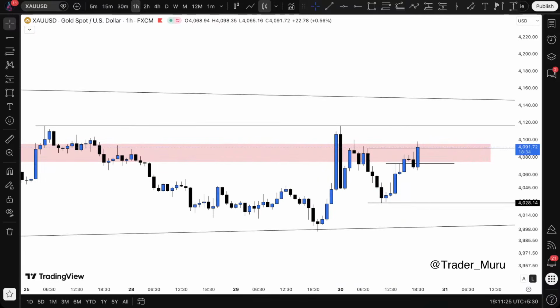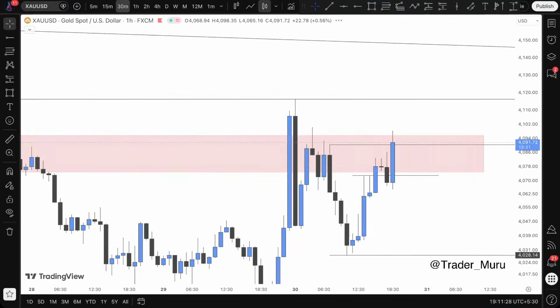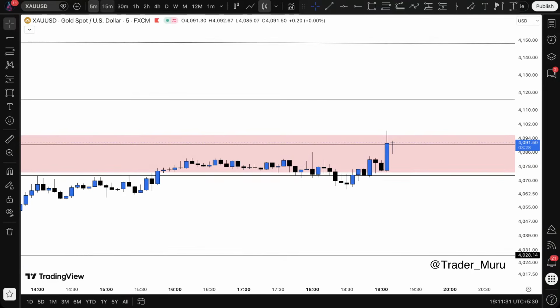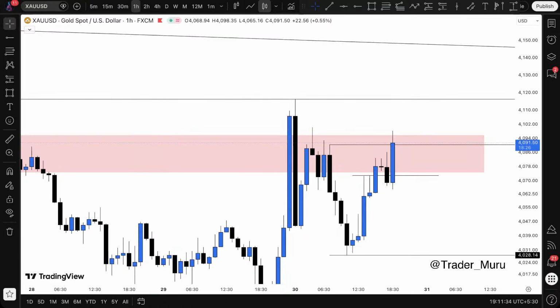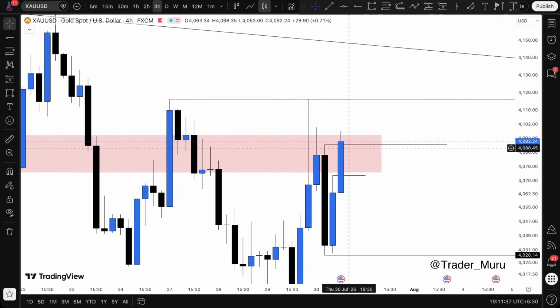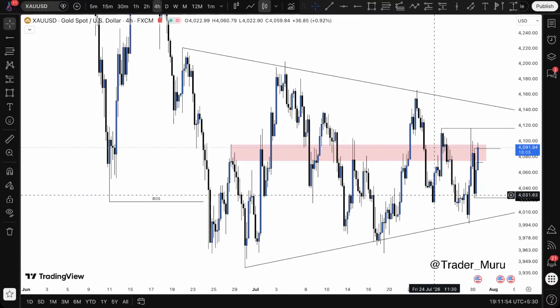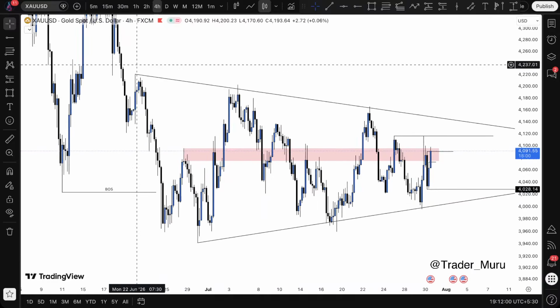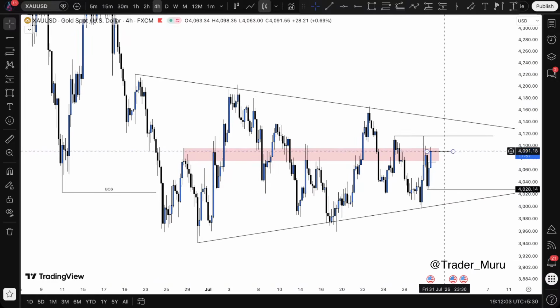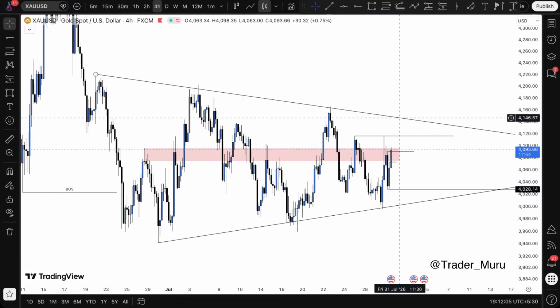1 hour, 30-minute, 15-minute. The 4 hour should close in a sweep. If it is closing above, then we will watch for this trend line test, 4150, and price will be ranging till NFP. Then we have to prepare for a big range till NFP, till next Friday.